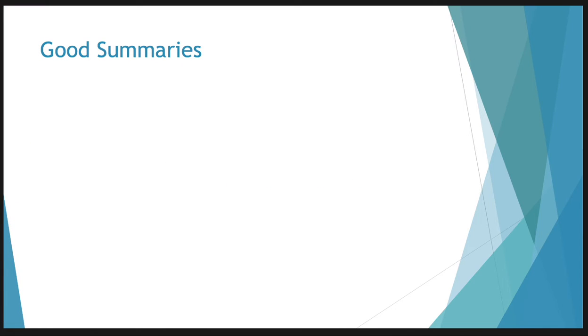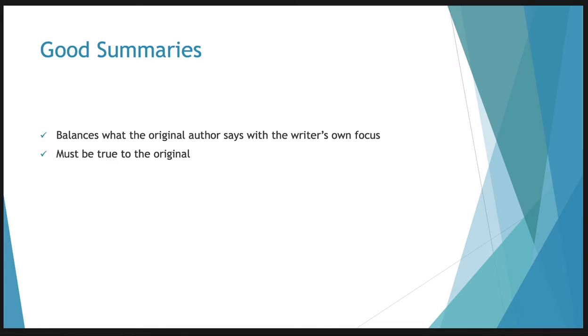Just as a reminder of what good summaries do, good summaries always balance what the original author says with the writer's own focus. Our focus for this particular assignment is an analysis of how and why the author is using certain strategies to address their rhetorical situation. So that should be in there as well. It should be true to the original, so you want to make sure that you go through and you haven't missed anything. It should emphasize aspects that interest you, the writer. And again, those aspects for this assignment are going to be an analysis of how the writer has written this.